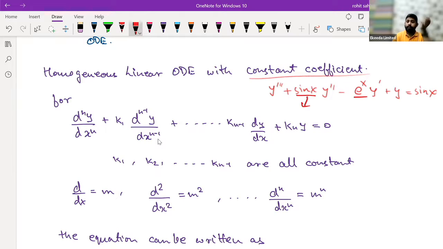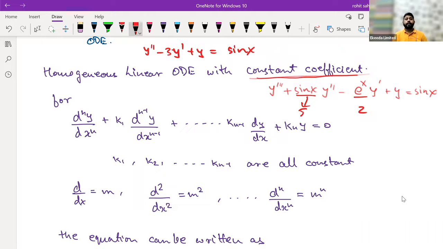Rather than that, if the coefficients become constants, let's say 5, let's say 2, the equation will look like this. One example could be y double dash minus 3y dash plus y equal to sin x. You can see the coefficients of the derivatives y dash and y double dash are all constants. That is what we mean by constant coefficients.